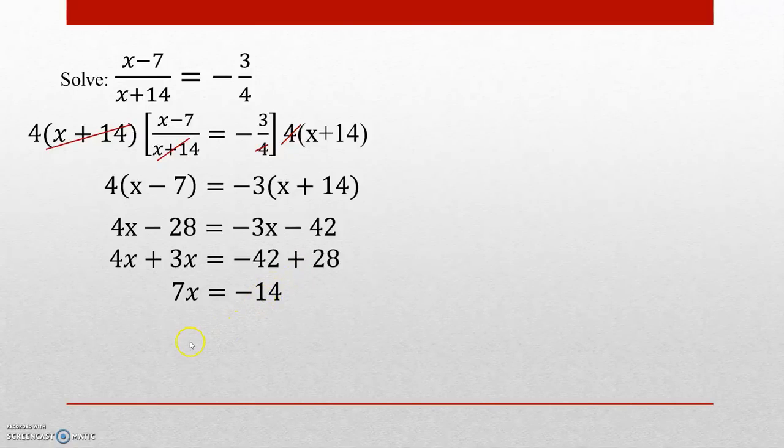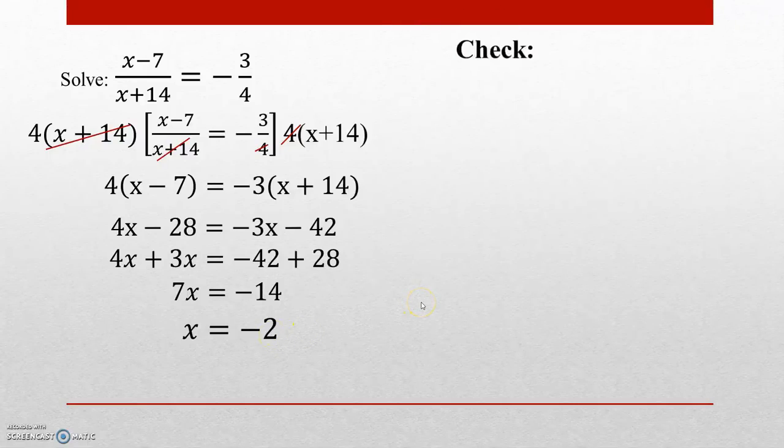So, we have x equals negative 2. Because 7 times negative 2 is negative 14. Or simply, divide both sides by 7. So, negative 14 over 7 is negative 2.